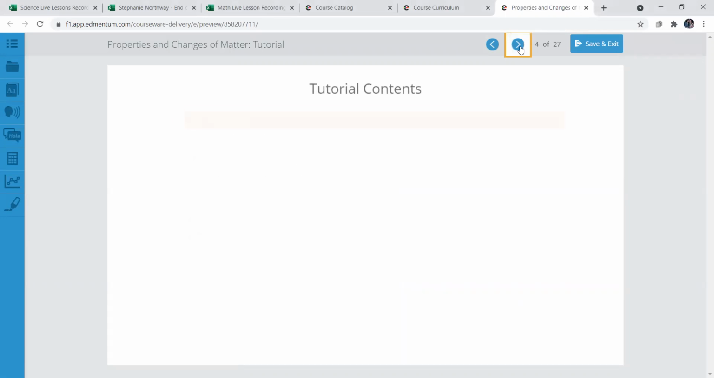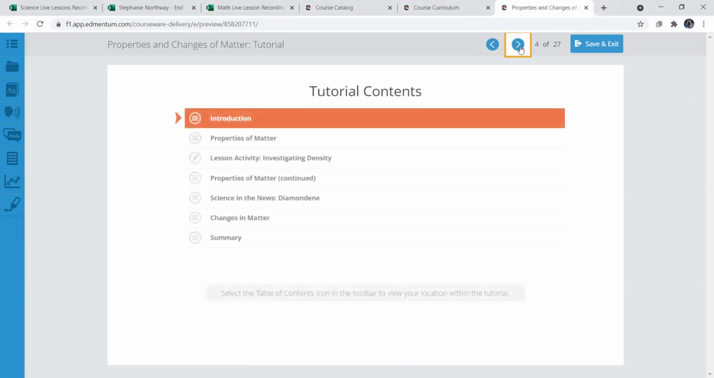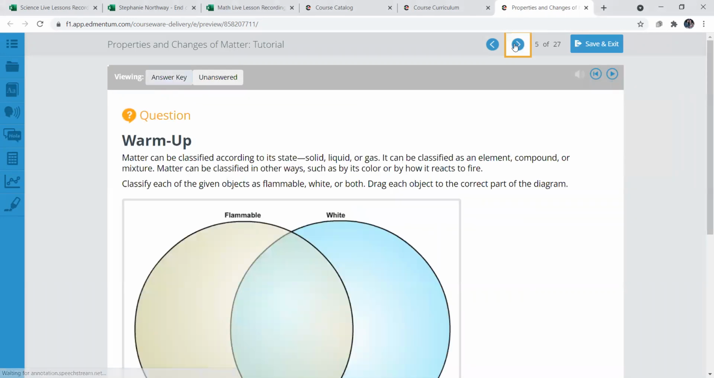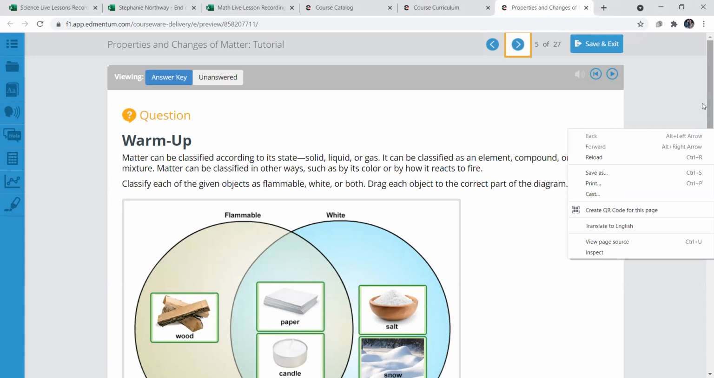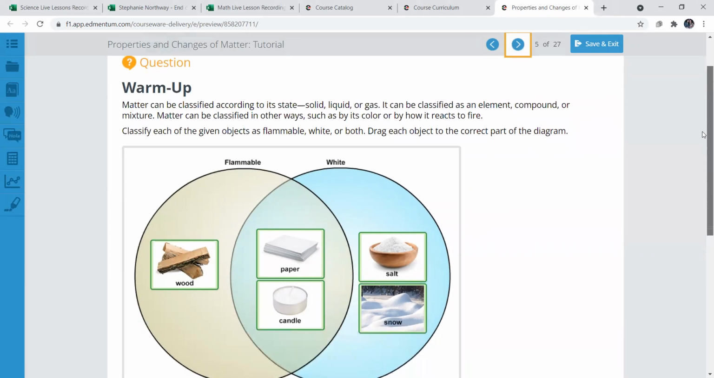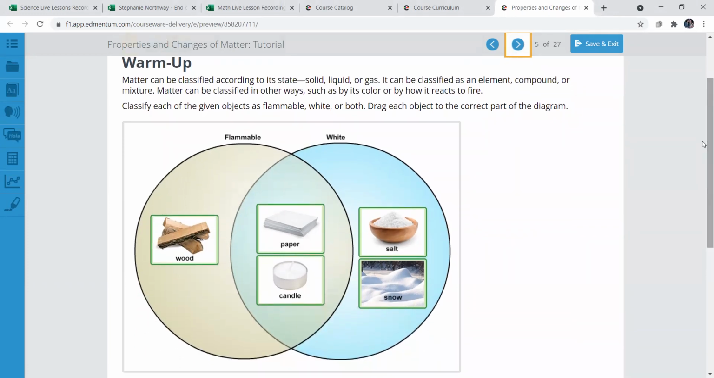Okay, so we'll look at properties of matter in this tutorial. Now, we'll do this one first. So we have a Venn diagram here, just a quick refresher. The stuff on the outside of the circle, on the opposite circles, means that they're not alike. The stuff in the middle means that they have something in common with each other.